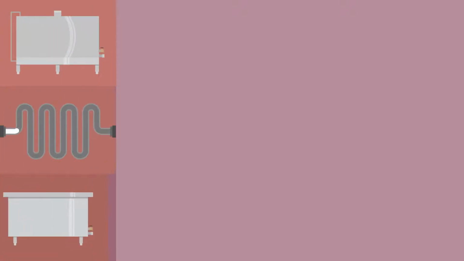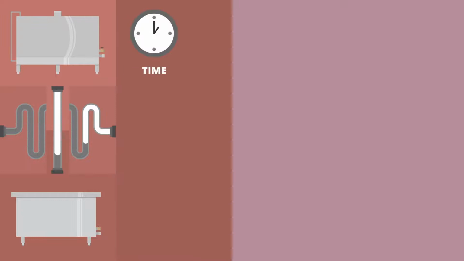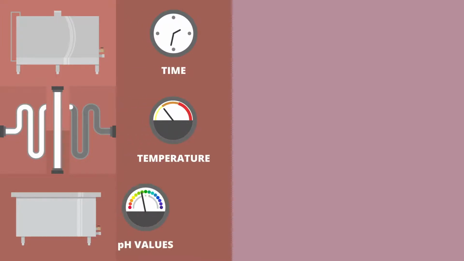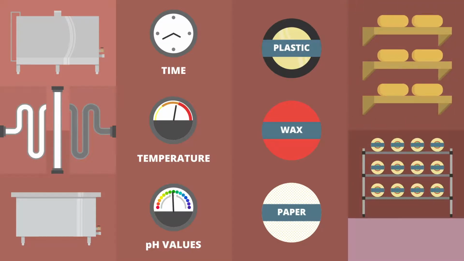The type of cheese determines if the raw milk goes from the bulk tank to the pasteurizer or directly to the cheese vat. It also determines processing variables like target times, temperatures, and pH values for each step, and the type of packaging and aging and storage conditions.